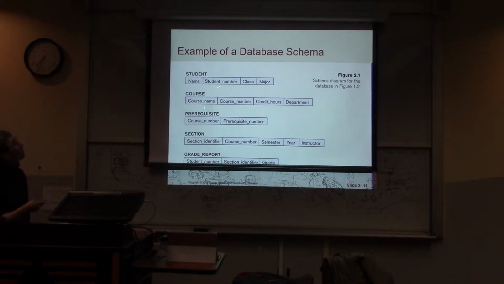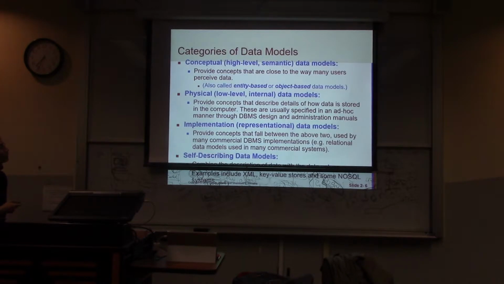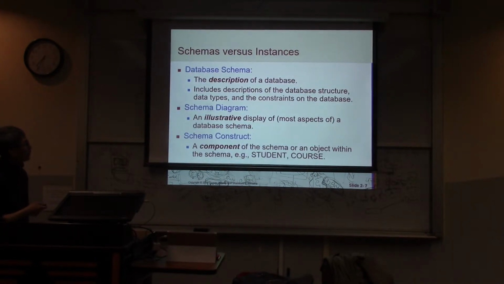So this is one example of the university database schema. It has a student, course, prerequisite, section, and the grade report. For example, student has a name, student number, class, major. It's actually more detailed; it's a very simplified schema diagram. So anyway, keep in mind our goal is to design such a schema diagram. Okay, so that is a schema diagram.